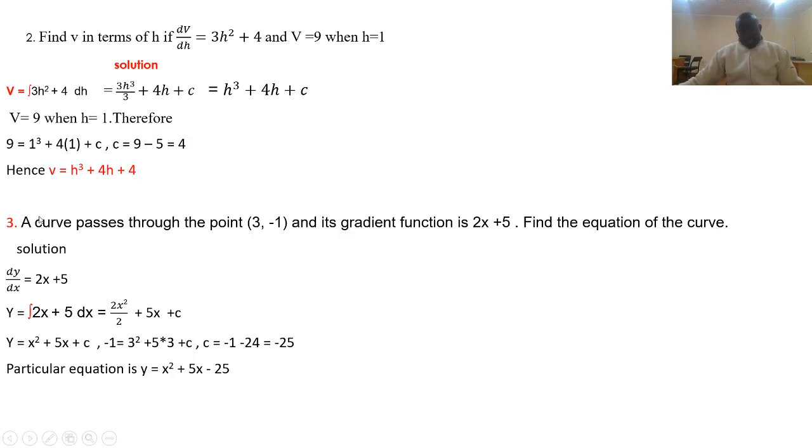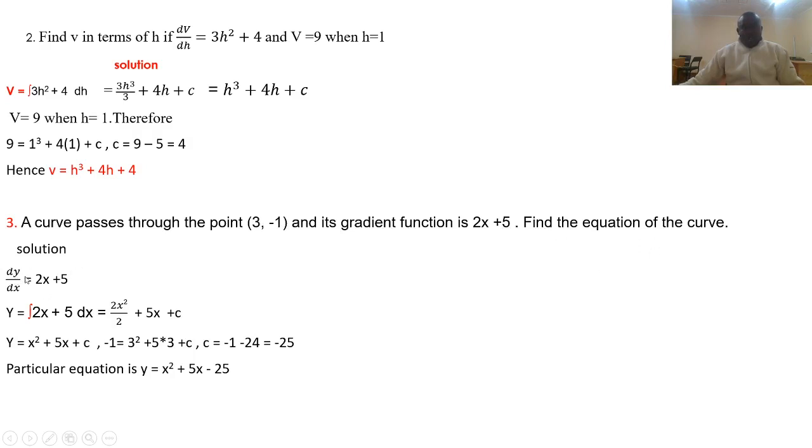Question number 3: a curve passes through the point (3, -2), as the value of x there is 3 and y is -1. Its gradient function is 2x plus 5. Find the equation of the curve.